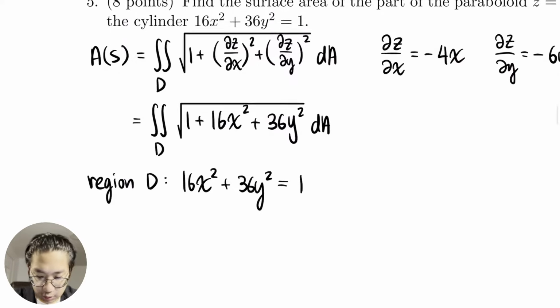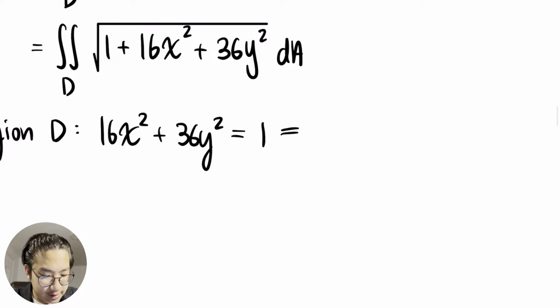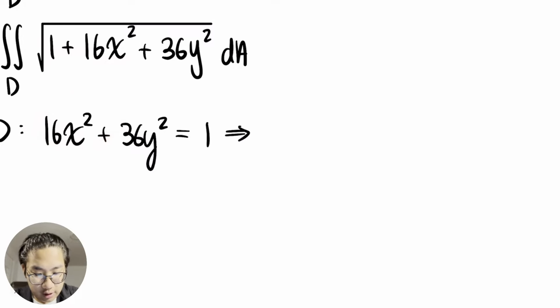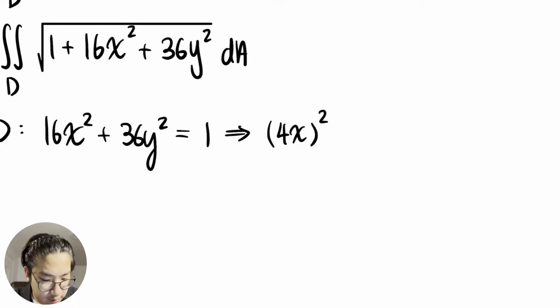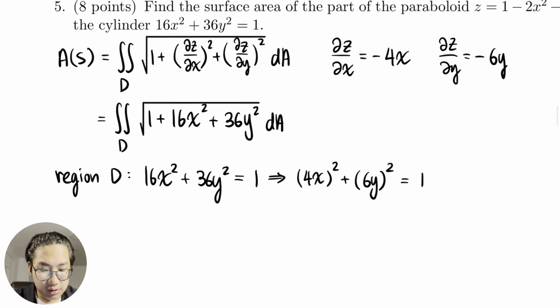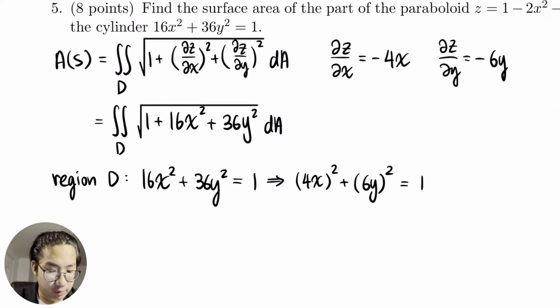So in this case, we're going to quickly rewrite this just so that it's a little more clear what the change of variables we can do is. This we can write as (4x) squared. 36y squared we can write as (6y) squared, and this is equal to 1. So now it's getting much closer to polar coordinates than we were before.